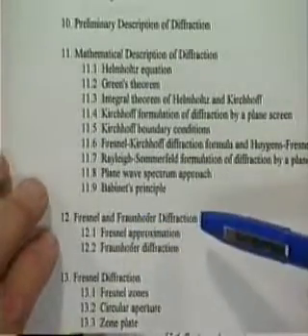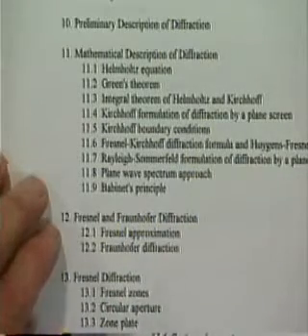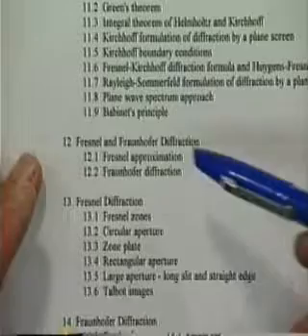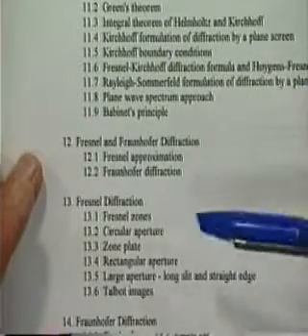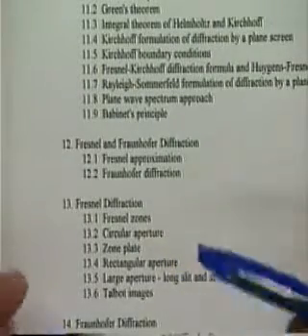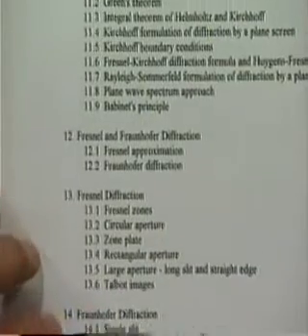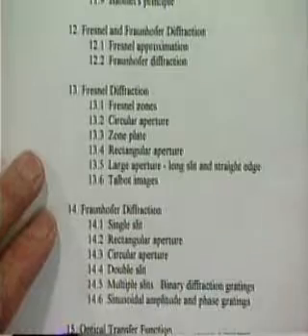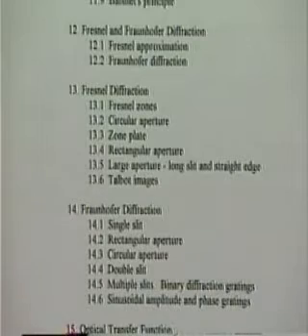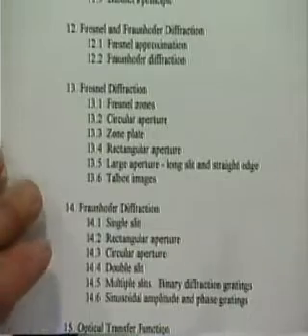In this case, the approximations for Fresnel and for Fraunhofer. And then 13, we'll concentrate on Fresnel, going through Fresnel zones, circular apertures, zone plates, rectangular apertures, large apertures, small apertures, Talbot images, a lot of pretty neat stuff in here. 14, we talk about Fraunhofer diffraction, single slit, double slit, rectangular apertures, circular apertures, multiple slits, diffraction gratings. Again, a lot of kind of neat stuff here.